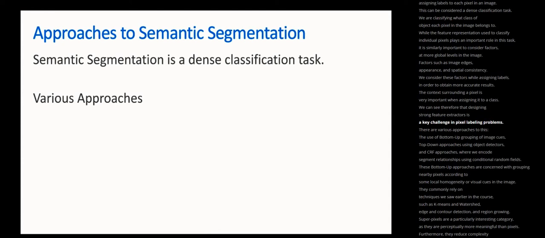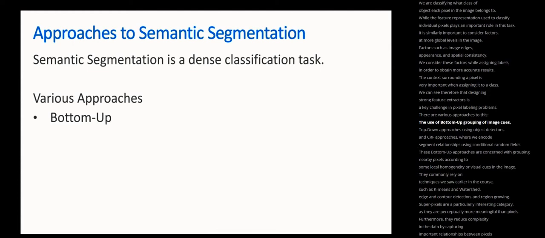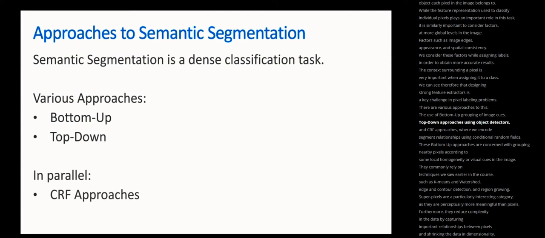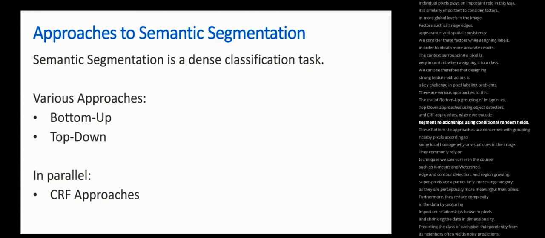There are various approaches to this. The use of bottom-up grouping of image cues, top-down approaches using object detectors, and CRF approaches, where we encode segment relationships using conditional random fields.